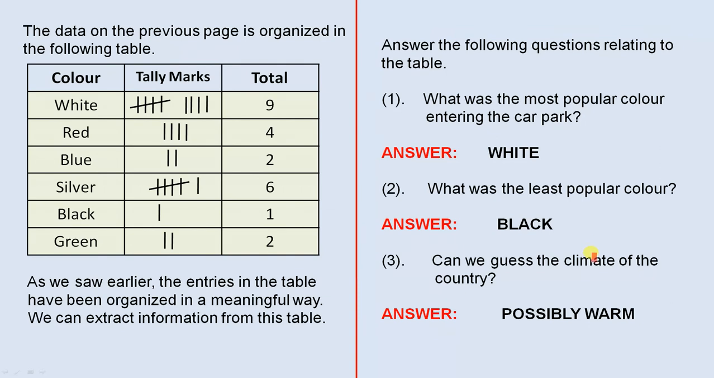Now this is a very interesting question. It's a little bit inferential. That means we've got to sort of make a judgment here. Can we guess the climate of the country? Well, most of the cars that we've seen are white, and then you've got a lot that are silver, which is sort of a light colour, isn't it? The one that we haven't seen much of is black, so that possibly tells us that the weather in the country could be warm because people don't like to have black cars. So there's a possible answer.